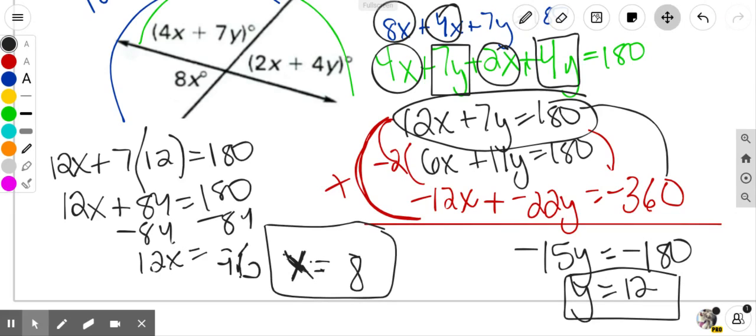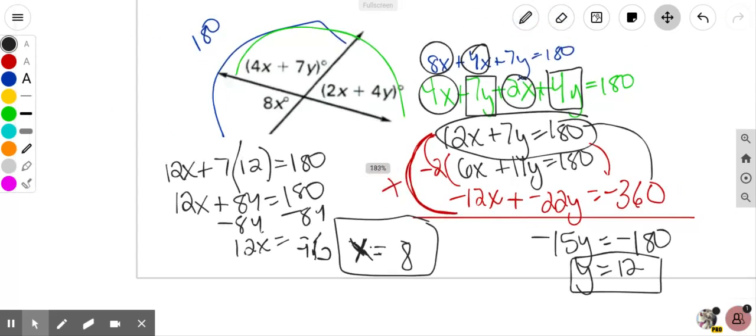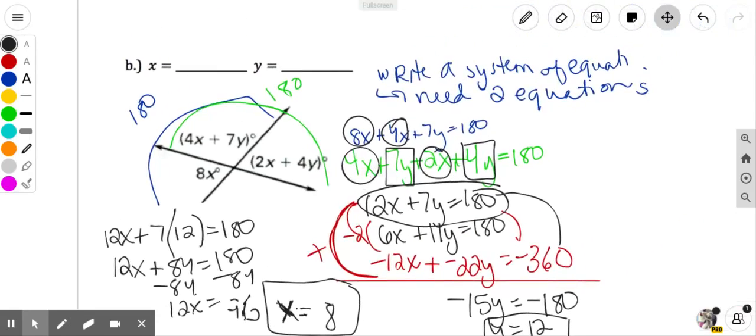Okay, so that's how you would solve one where it's a system. And again, you know that it needs to be a system when any equation that you set up has x's and y's in it, and you can't get around it. So our final answer was that x was 8 and y was 12. Okay, beautiful.